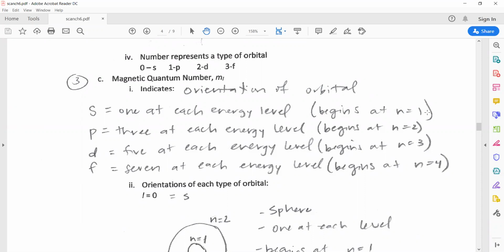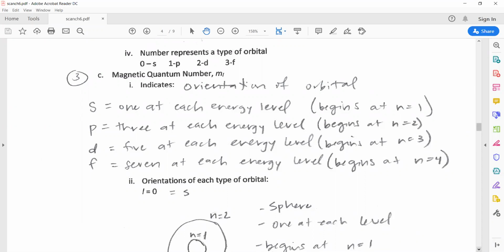S's begin at n equals 1. At n equals 2, you have s's and p's. At n equals 3, you have s, p, and d. And then at n equals 4, you now have s, p, d, and f. And from then on, you have all of them. Like at n equals 5, once again, you have s, p, d, and f orbitals available.